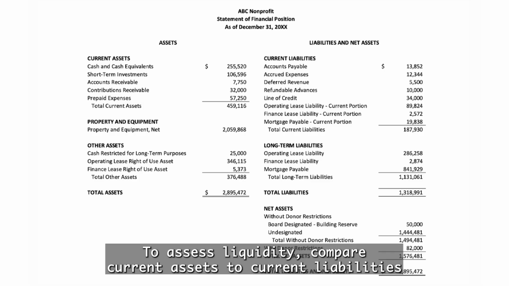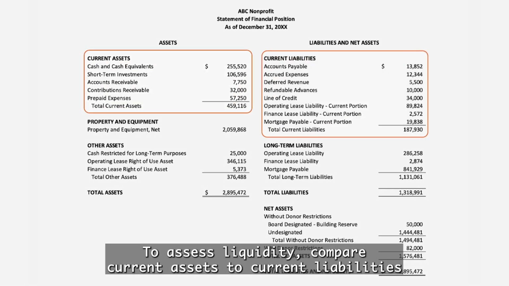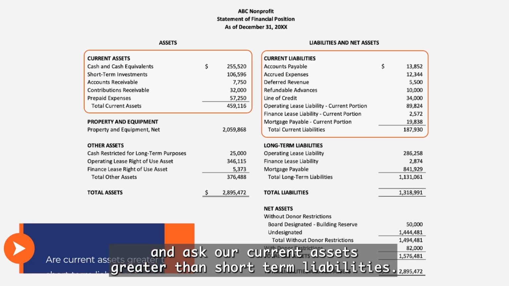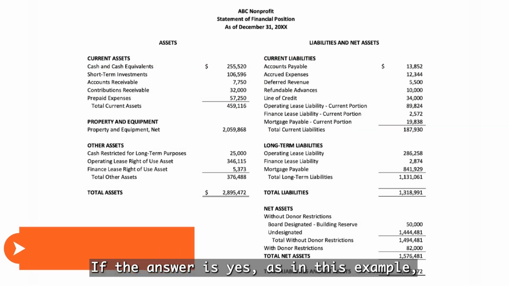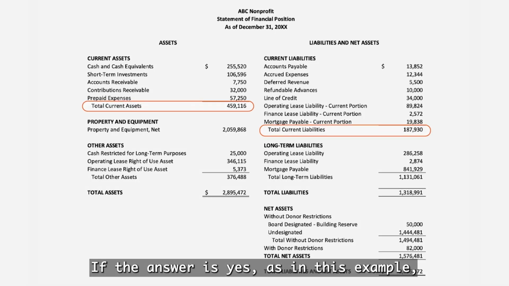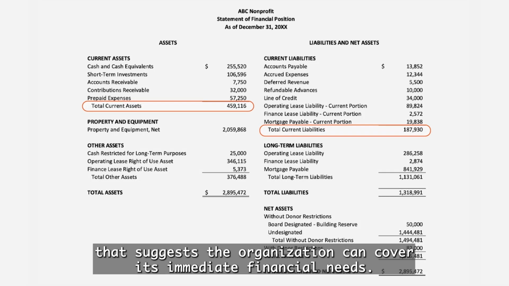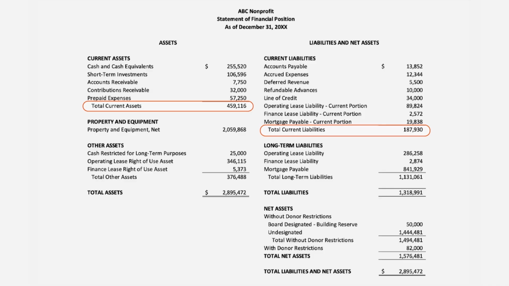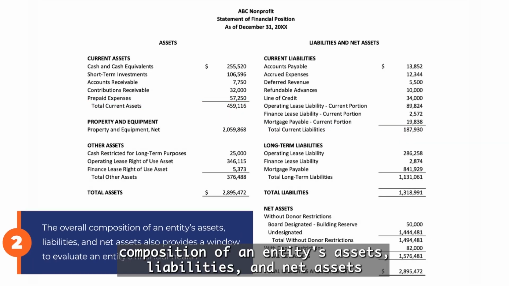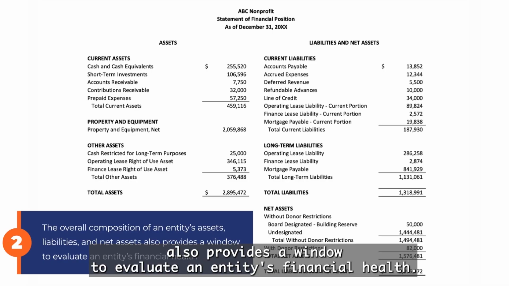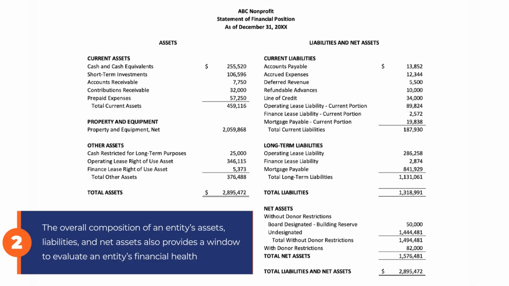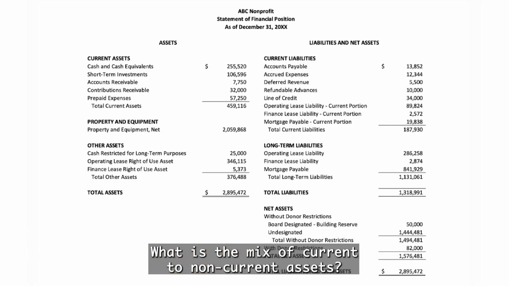To assess liquidity, compare current assets to current liabilities and ask, are current assets greater than short-term liabilities? If the answer is yes, as in this example, that suggests the organization can cover its immediate financial needs. The overall composition of an entity's assets, liabilities, and net assets also provides a window to evaluate an entity's financial health. What is the mix of current to non-current assets?